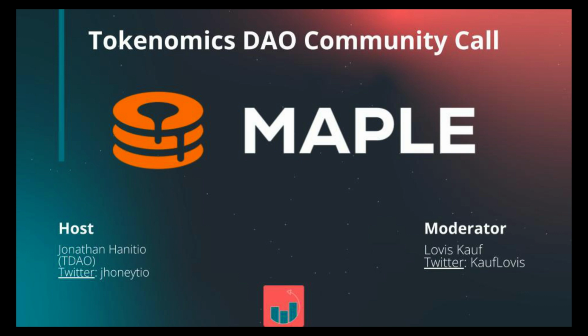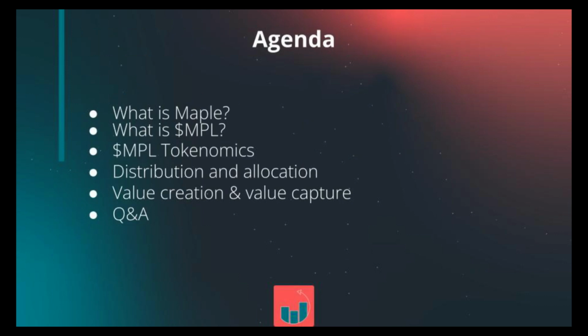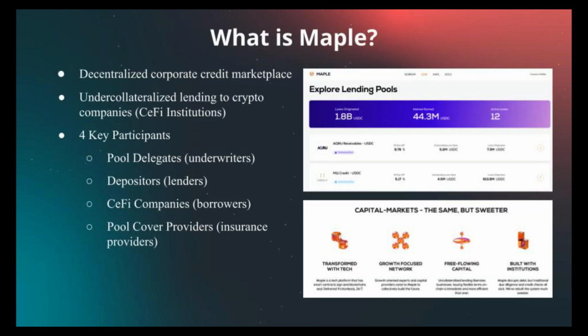Well, thanks for the intro. This community talk, I guess, we kind of discussed, but it's about the Maple Finance platform and the token. So just going through the agenda, we'll be covering the Maple Finance platform, what it does, how it works, go over the native token Maple, and kind of summarize how the token ties everything together. And then we'll also be looking, I think, at specific aspects of the tokenomics. I like to talk about the distribution and allocation, go over the value capture and creation, and then I guess leave some time for Q&A.